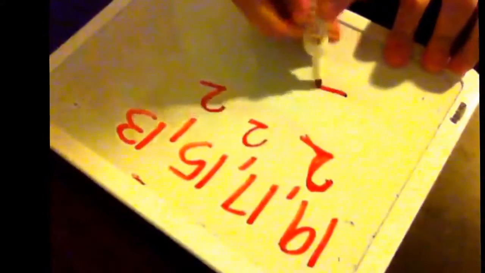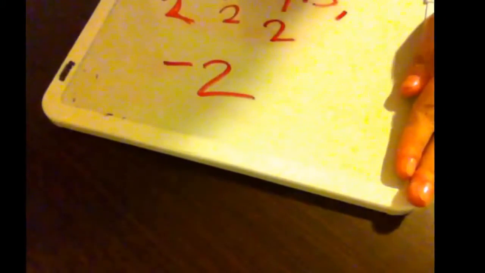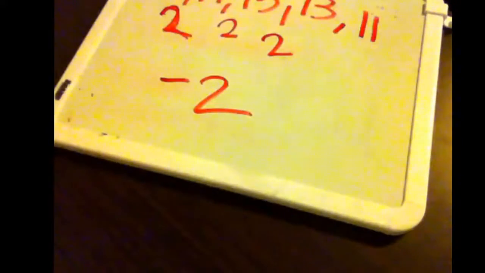So 17 from 19 is 2. 15 from 17 is 2. 13 from 15 is 2. So we're subtracting 2. So let's see if we could find our next number in the pattern. So if we subtract 2 from 13, that gives us 11. So that's how we can do an arithmetic pattern.